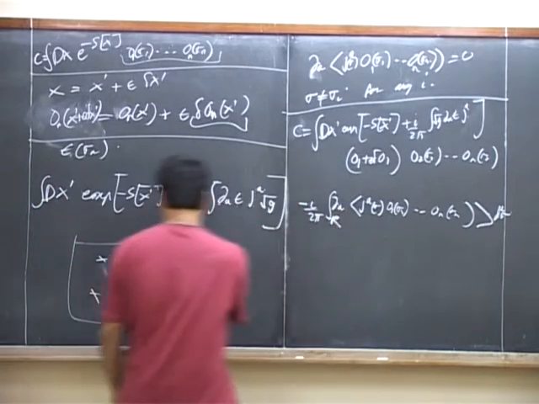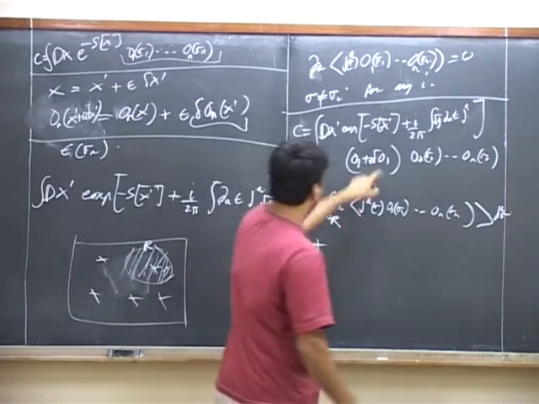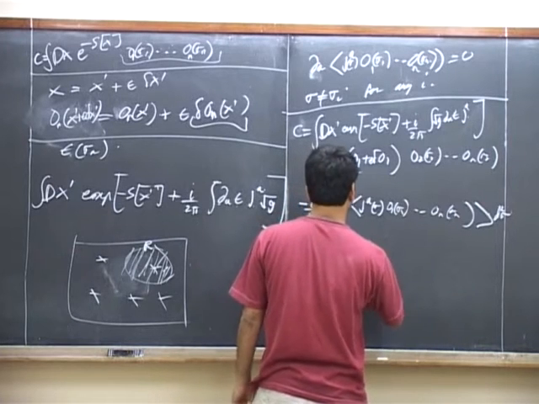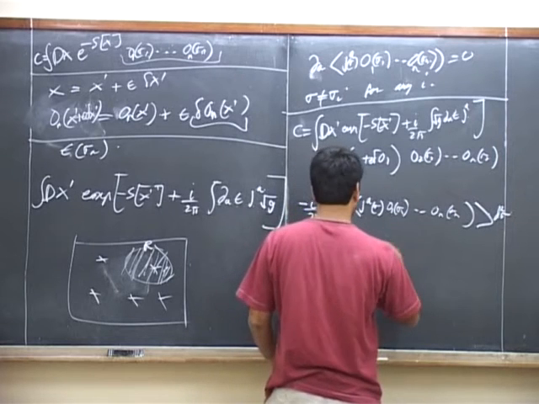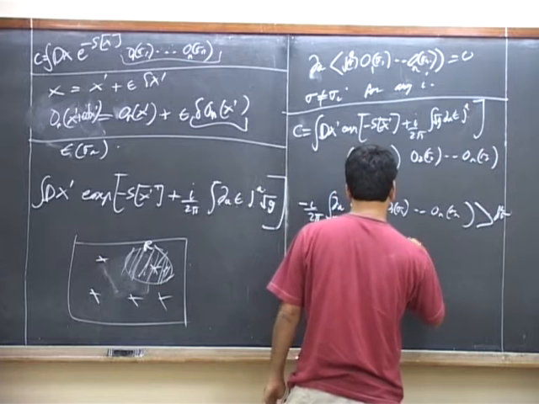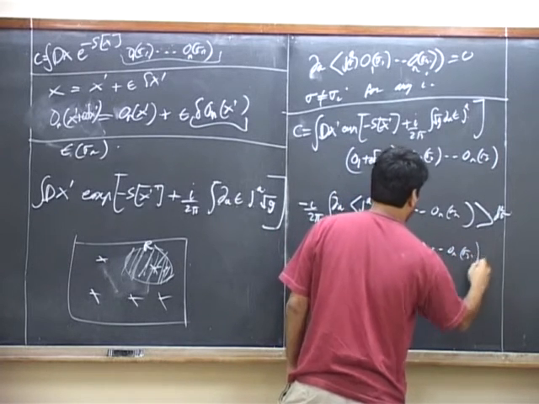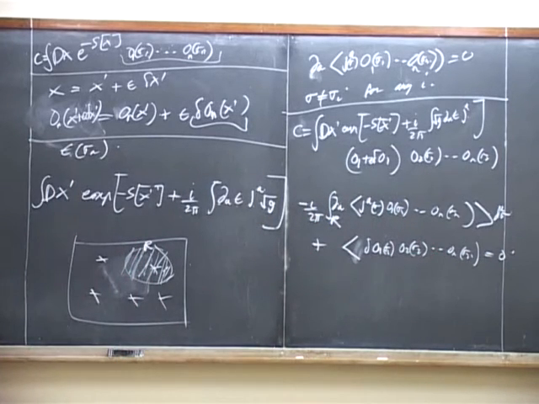So let's call that region R. Plus we get the correlation function of epsilon, delta O1 of sigma 1, O2 of sigma 2, through On of sigma n. We'll see.